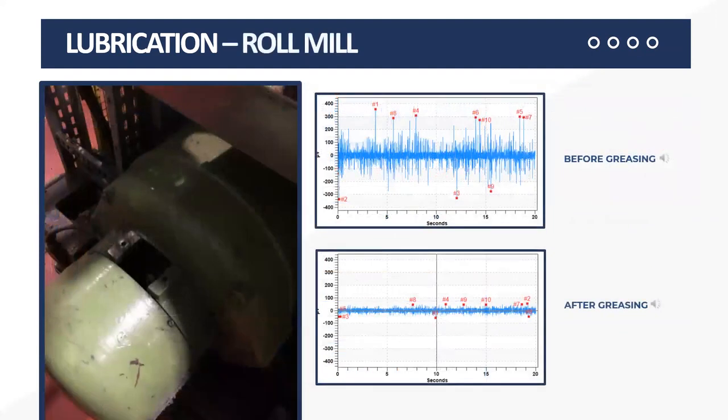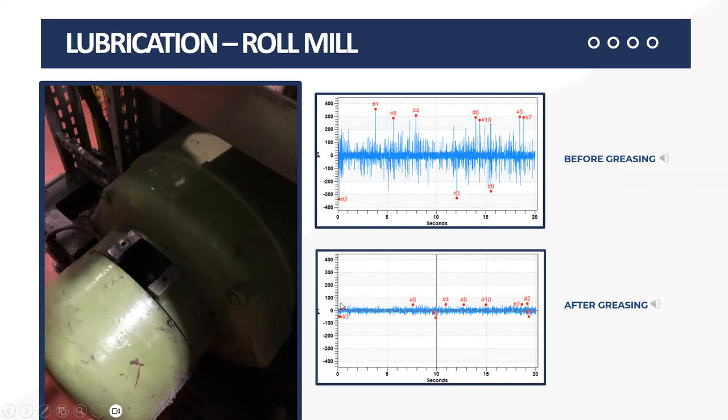Another example. This is a bearing on a roll mill. Before greasing, if we look at the time waveform, there's lots of evidence of friction and impacting here. We'll play this one. Lots of popping and crackling, lots of impacts going on.